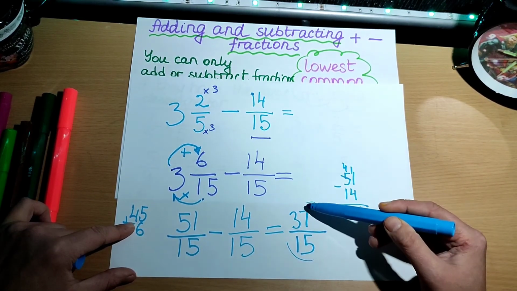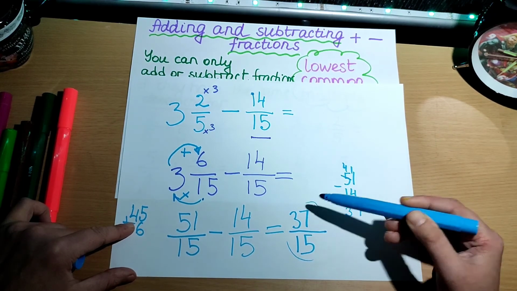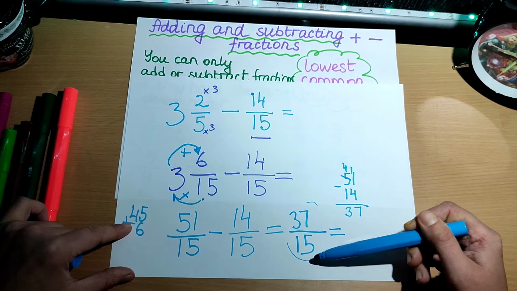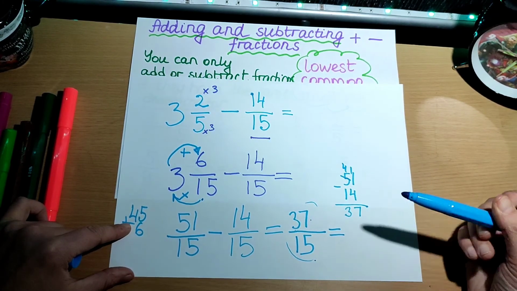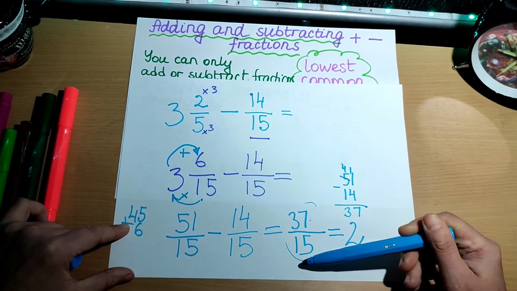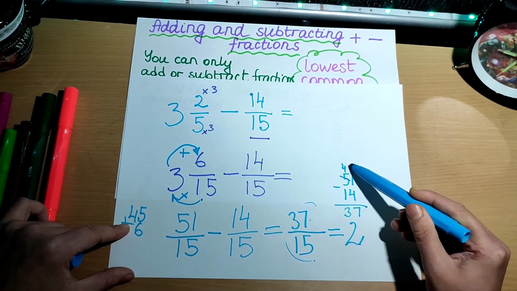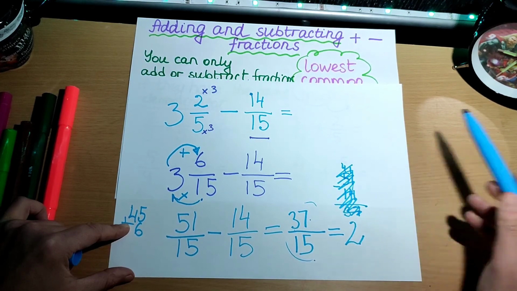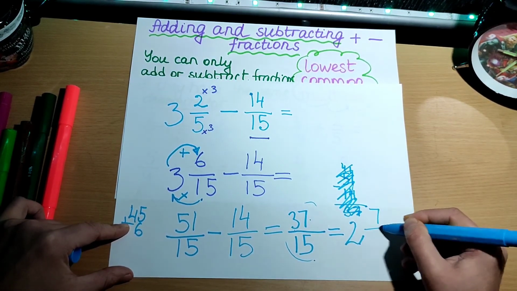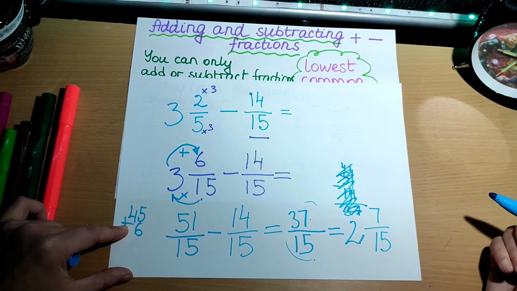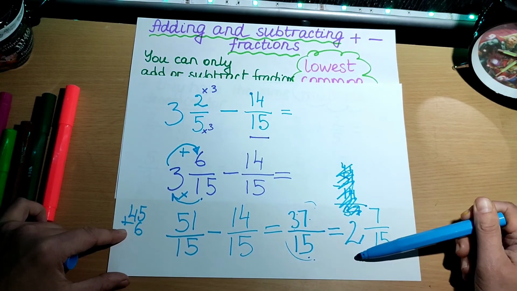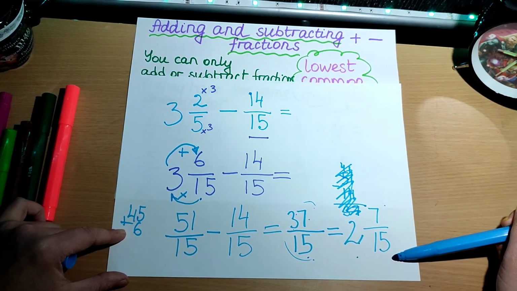Or, because it's an improper fraction, it's top heavy, you can turn this into a mixed number. How many 15ths are there in 37? Well, I can fit in 2 15ths because I know that 15 times 2 is 30. Let's just cross this out so it's not distracting us. And how many left over? 7 left over. And the denominator stays the same. So 37/15 is the same as 2 and 7/15.